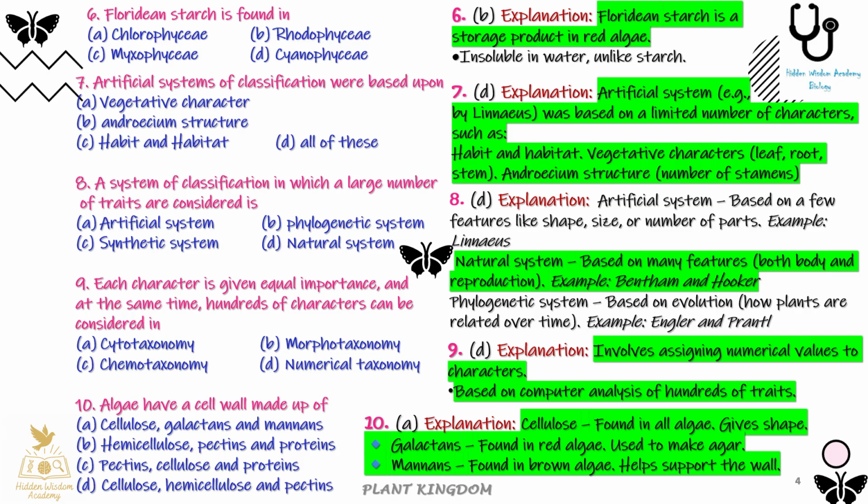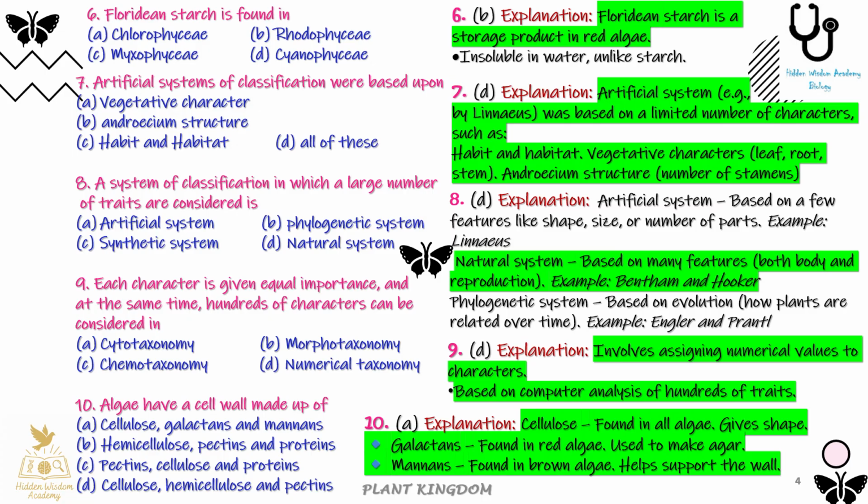Question 9. Each character is given equal importance, and at the same time, hundreds of characters can be considered in. Option A, cytotaxonomy. Option B, morphotaxonomy. Option C, chemotaxonomy. Option D, numerical taxonomy. Explanation: numerical taxonomy involves assigning numerical values to characters based on computer analysis of hundreds of traits. So, option D is the correct answer.